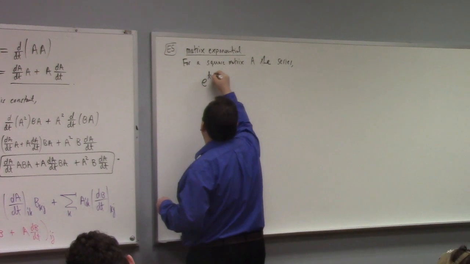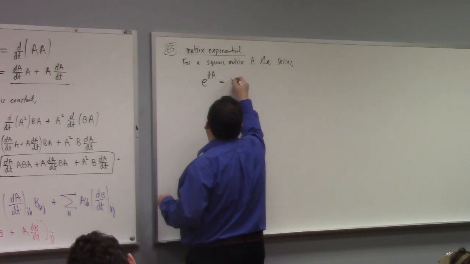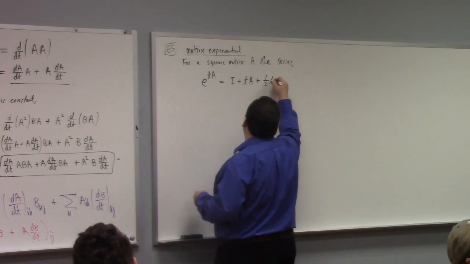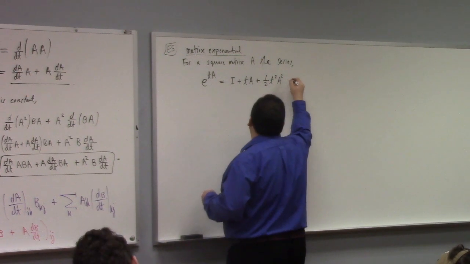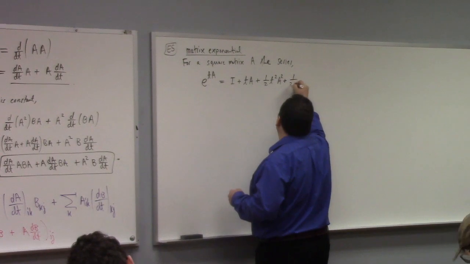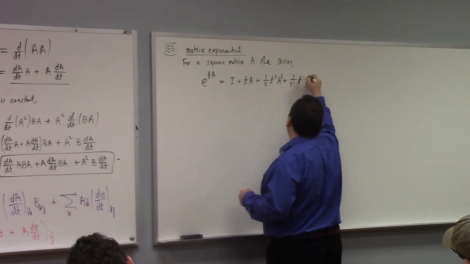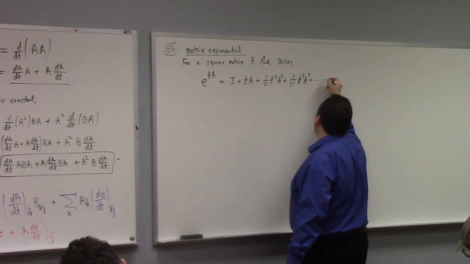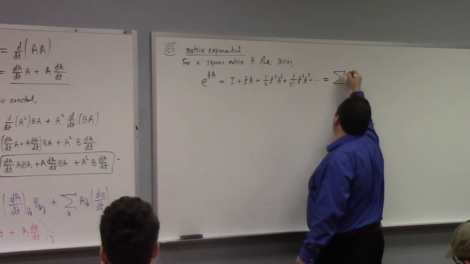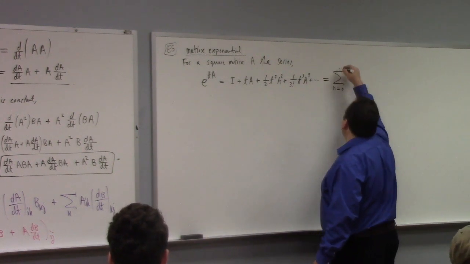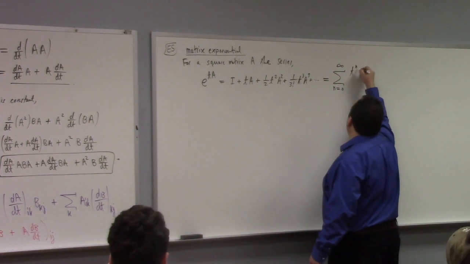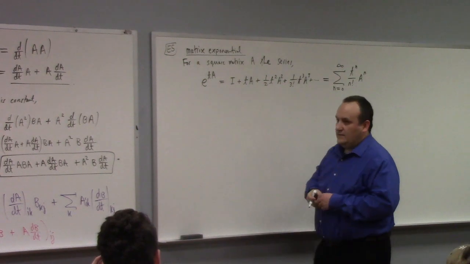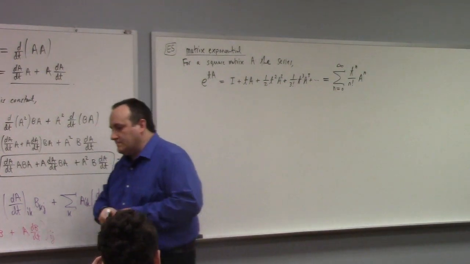e to the tA is equal to the identity plus t times A plus 1/2 t squared A squared plus 1 over 3 factorial t cubed A cubed plus dot dot dot. In other words, the sum n equals 0 to infinity of t to the n over n factorial times A to the power n. This is the matrix exponential.